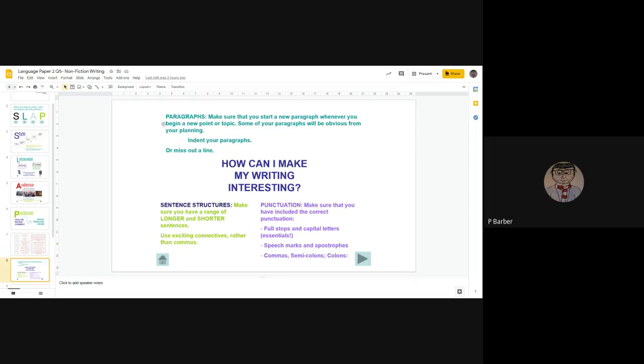You might have single line paragraphs for effect, and being able to control that shows a good understanding and a good control of writing, which will bring up your SPAG marks, those 16 marks.